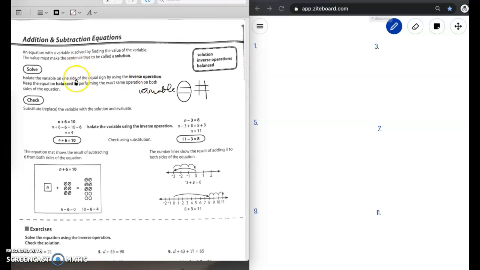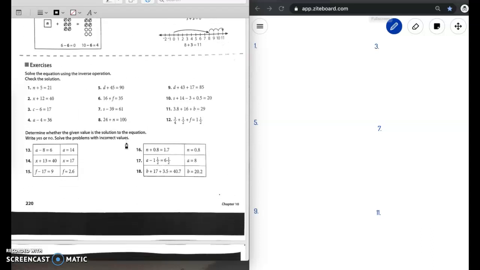After you finish solving it and find out what the variable represents, you need to check it by replacing the variable with the solution that you found, and the answer should be correct. I could talk about this, but obviously it's going to be a lot more useful to actually solve these problems and see how to do these. So, exercises. Solve the equation using the inverse operation. Check the solution. Reminder, the inverse operation for subtract is plus and vice versa.